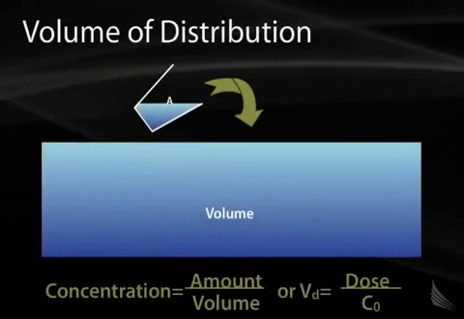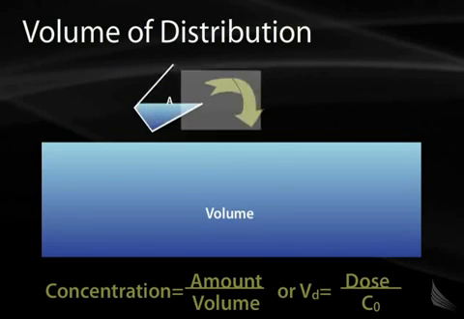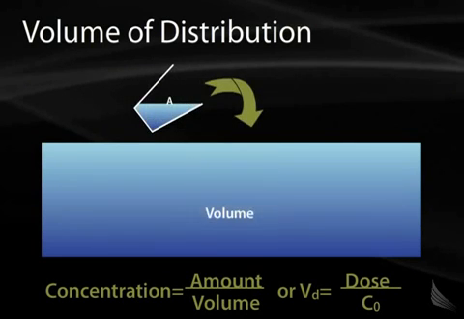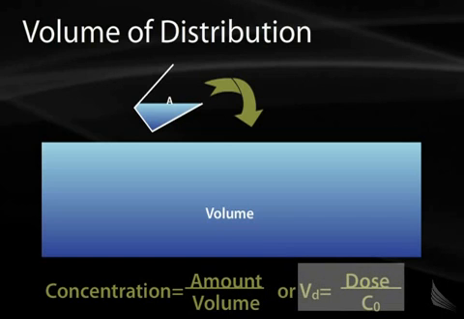The concept of volume of distribution is shown here. If you have drug A and you give it to a certain volume, it's the amount of the drug that you gave over the volume that it's apparently in. As we rearrange this formula, the volume of distribution is equal to the dose divided by the concentration in the blood measured at the steady state.